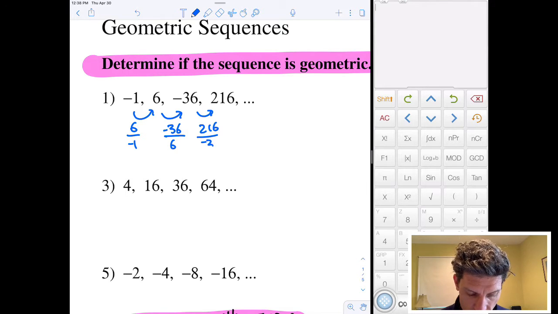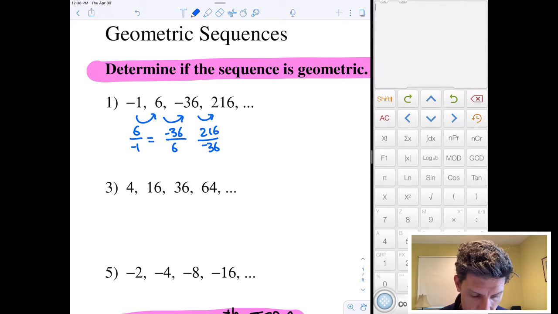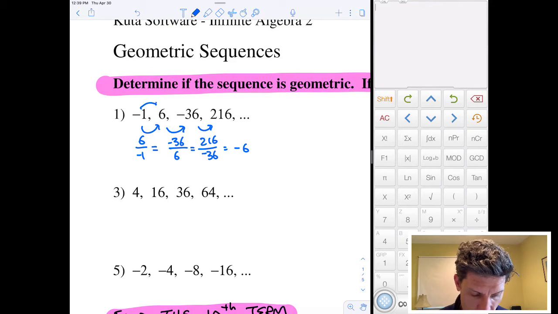I'm going to do it one more time: 216 divided by -36. Now, in these, I'm not going to use the calculator because I don't think any of us need that. What I think we're going to find is that each one of these, when they divide, equals -6. That means it's geometric, okay? It's changing by a factor of -6, and I'm going to use factor as a multiplier. So -1 times -6, 6 times -6, -36 times -6, and so on. So it's not plus or minus, it's multiply or divide.